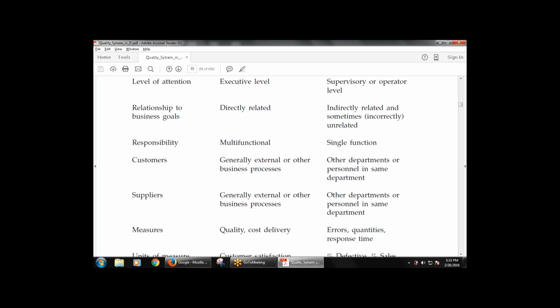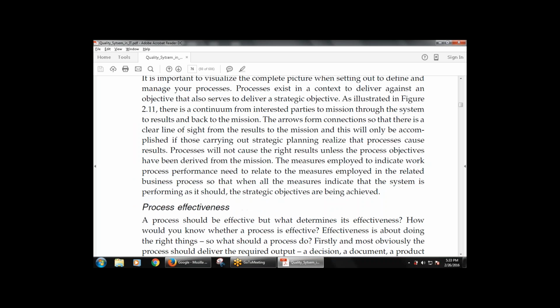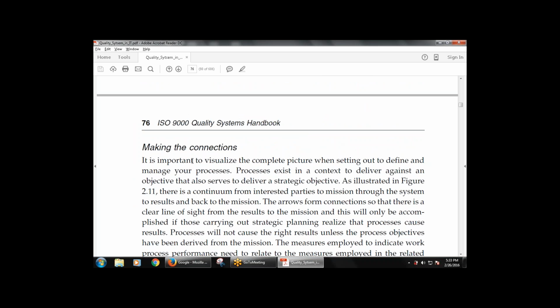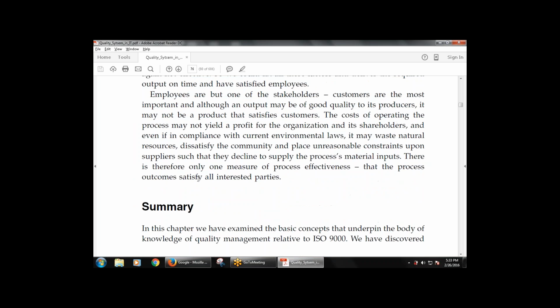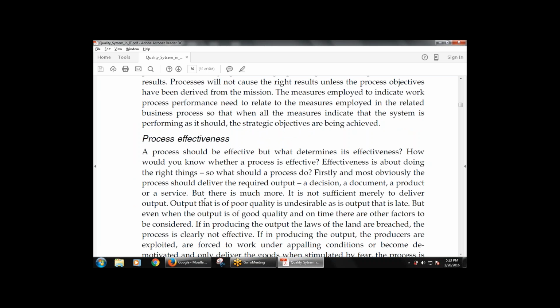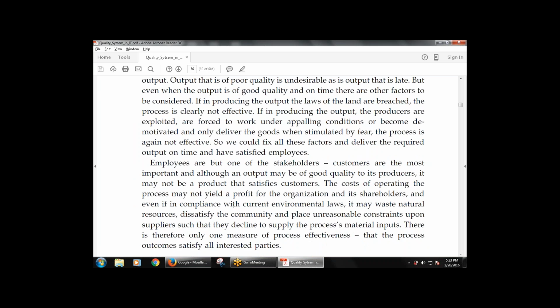This is the same that we have discussed in the last class. Then making the connection, that is how to connect the multiple processes with each other. For example, the marketing department must deal with the sales department, and must coordinate with the financial department to achieve the organization goal. Then how we can judge the process effectiveness: it is considered by making a judgment of the output, that is the process effectiveness.